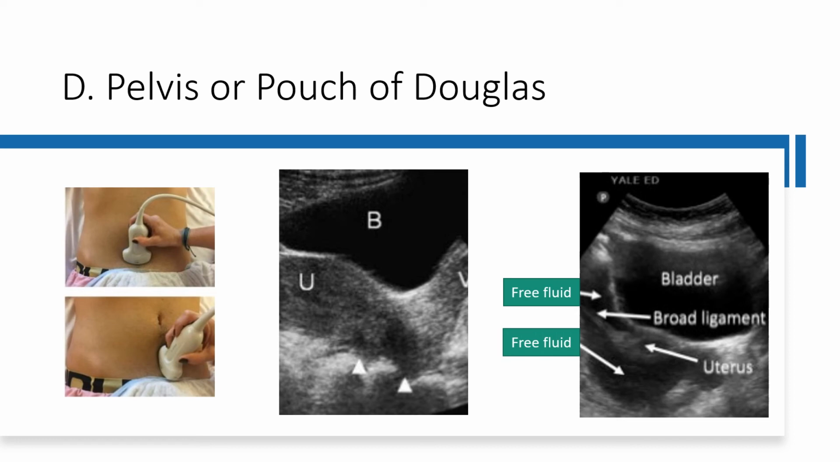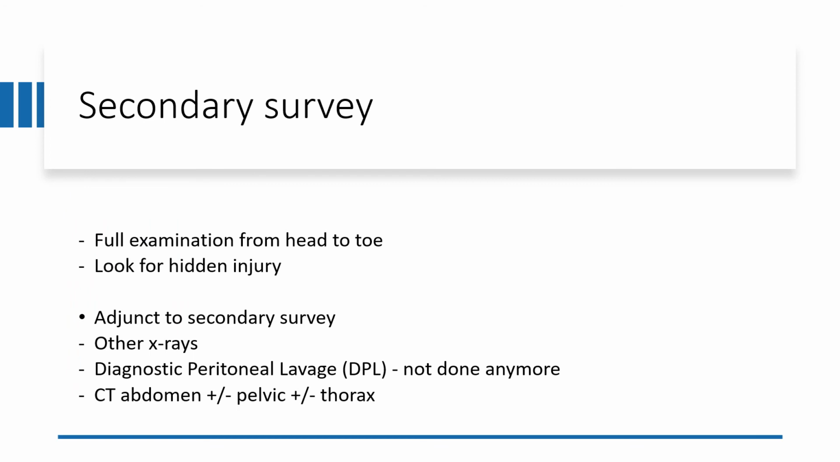Okay, what you need to do is look for an area of hypoechoic, which indicates fluid around the bladder. As you can see in the second picture, there's the bladder and the uterus, and in between the bladder and the uterus, which we call the pouch of Douglas, you can find the free fluid there. Okay, which is hypoechoic or anechoic, which indicates bleeding at the bladder or pelvic area.